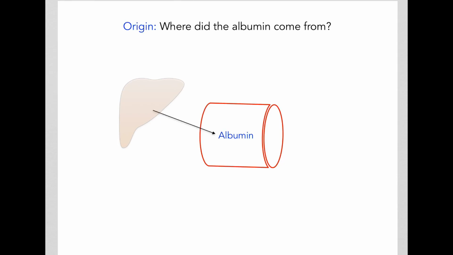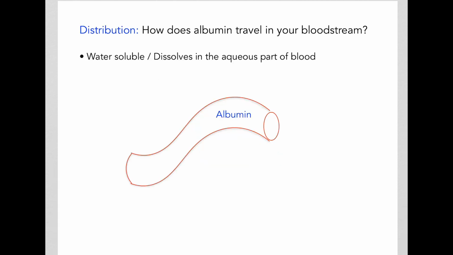So where does the albumin come from? Well, most of your albumin is made by the liver. This protein is synthesized by the liver and then secreted into your bloodstream. So the origin of albumin is the liver. Now, albumin is very water soluble, so it is easily transported. It comes from the liver, goes into the bloodstream, dissolves in the bloodstream water, and is transported to various parts of the body.